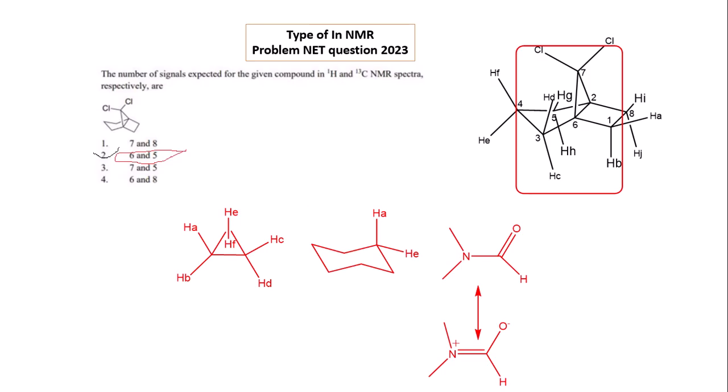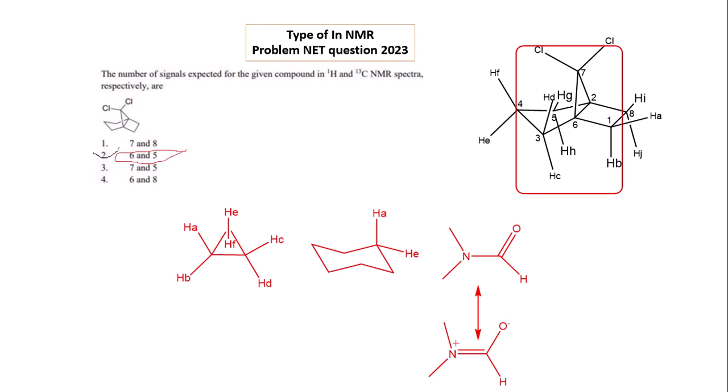Next, we go to the problem on the types of hydrogens and carbon atoms present in the molecule. In this case, the given problem has chlorine atoms, and this is a bicyclic compound, and the sigma plane of symmetry passes through the molecule, so HI and HA are enantiotopic, and HJ and HB are also enantiotopic. Here HG and HD are also enantiotopic, HI and HC also.